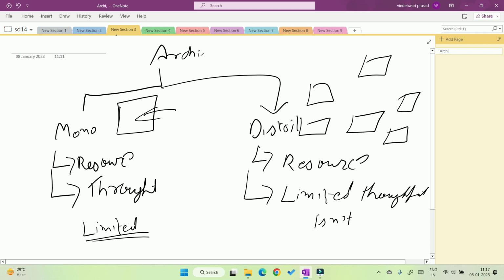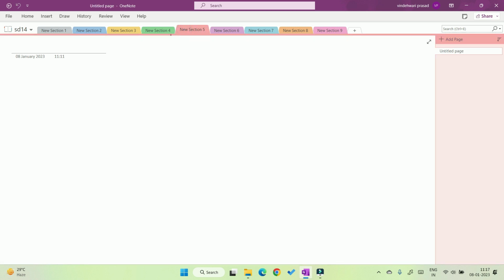Is not present. So throughput gets increased in a distributed system. So these are the things. Now we will talk about how we can improve the throughput.